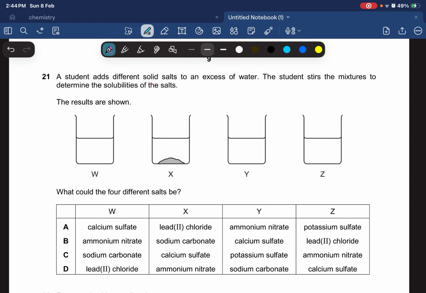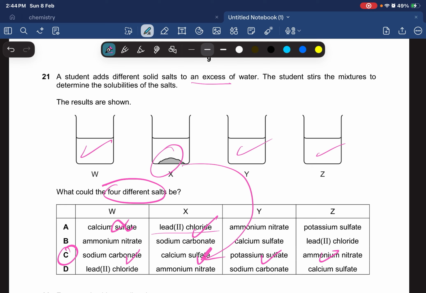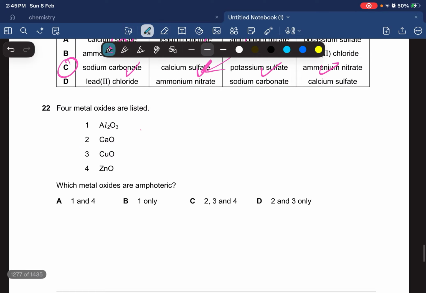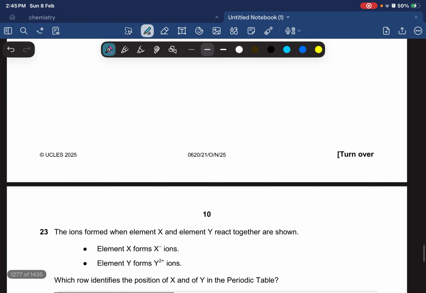A student adds different solid salts to water. The student stirs the mixture to determine the solubilities. The results are shown. What could the 4 different salts be? X is definitely insoluble, so we're looking for something insoluble. W is soluble, Y is soluble, Z is soluble. Option C. Soluble, dissolve. Insoluble. Calcium sulfate is insoluble, lead chloride is insoluble. So, easy. Of the 4 metal oxides listed, which are amphoteric? Aluminum and zinc. 1 and 4. Calcium basic, copper oxide basic.